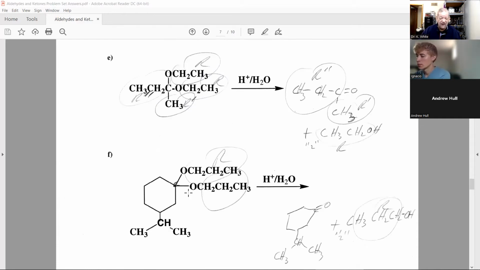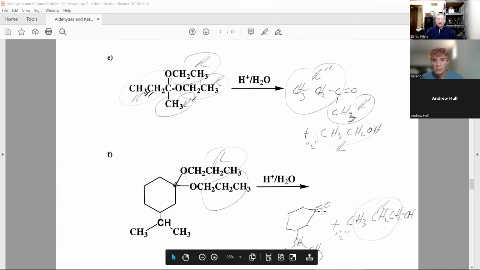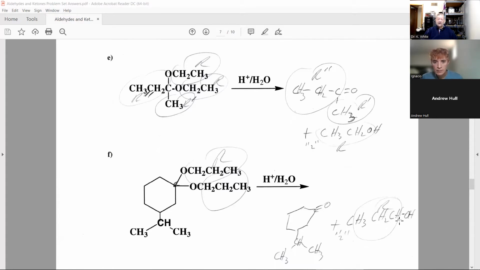And when it's in a ring, same thing. Here's the carbon with the two oxygens. That will be double bonded to an oxygen, a ketone, and then the R groups on the oxygen become the alcohol. Please note that the carbon with the oxygen here will be the carbon with the hydroxyl group in the alcohol.